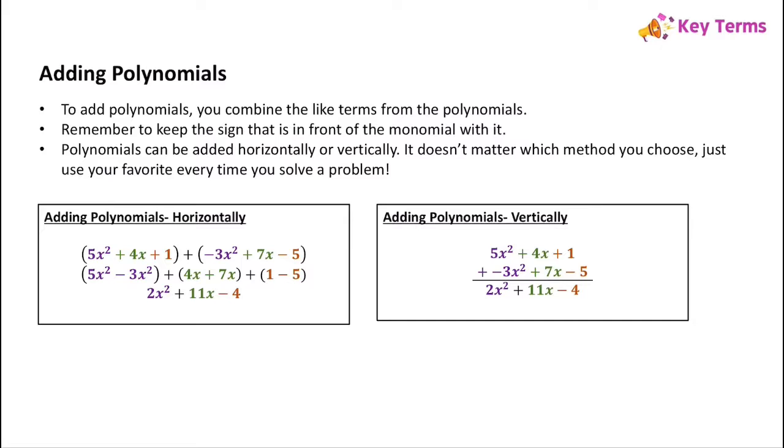If you add horizontally, you identify the like terms in each polynomial so you can regroup these. So you write 5x squared minus 3x squared. It's kind of like you pull out the x squared from both polynomials, and then you pull out the x term from both and get 4x and 7x. And then you pull out the constants and you get 1 minus 5. And then you simplify each group. So 5x squared minus 3x squared gives you 2x squared. 4x plus 7x gives you 11x, and then 1 minus 5 gives you minus 4. So you can see either way you get the same answer. It's just a matter of personal preference.